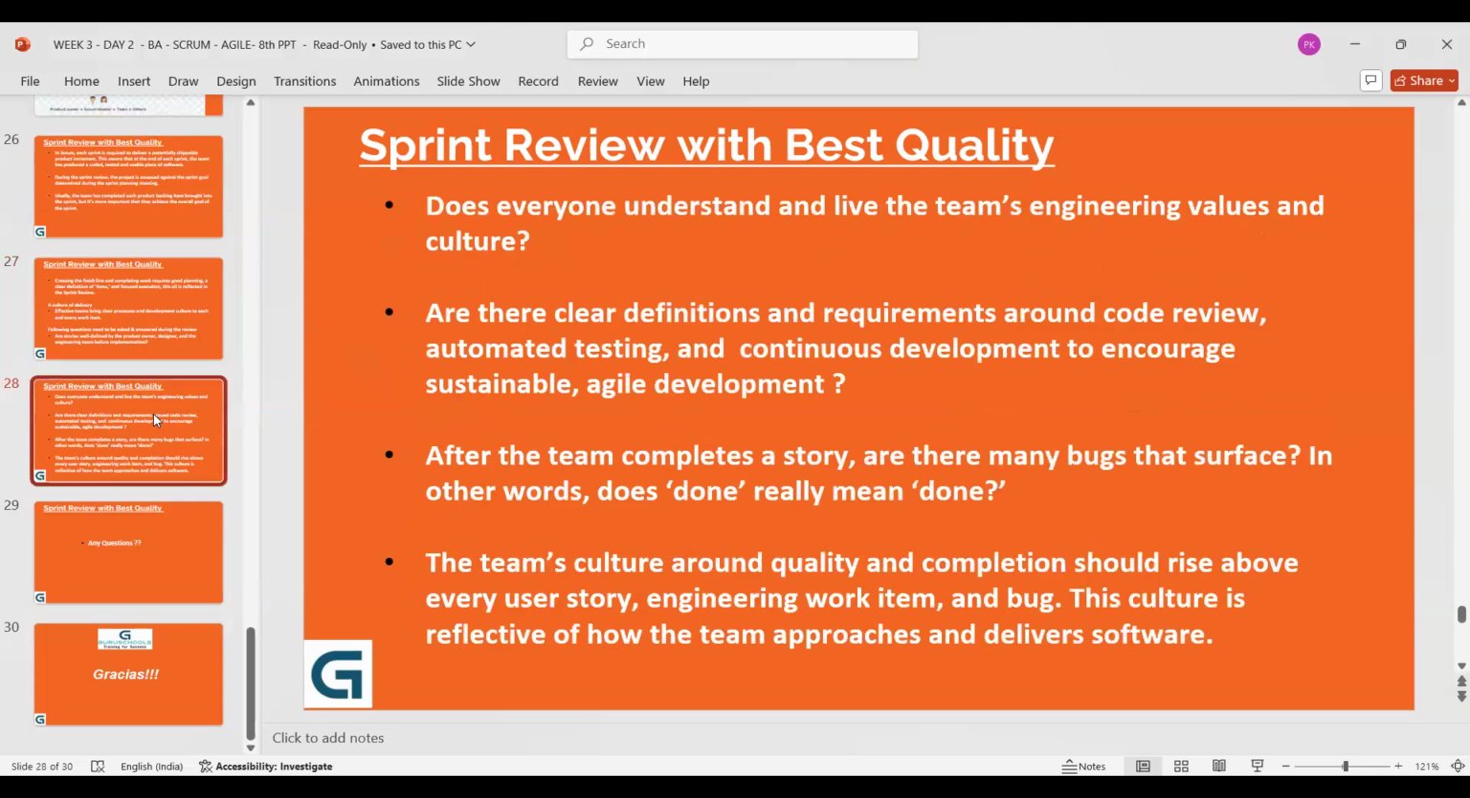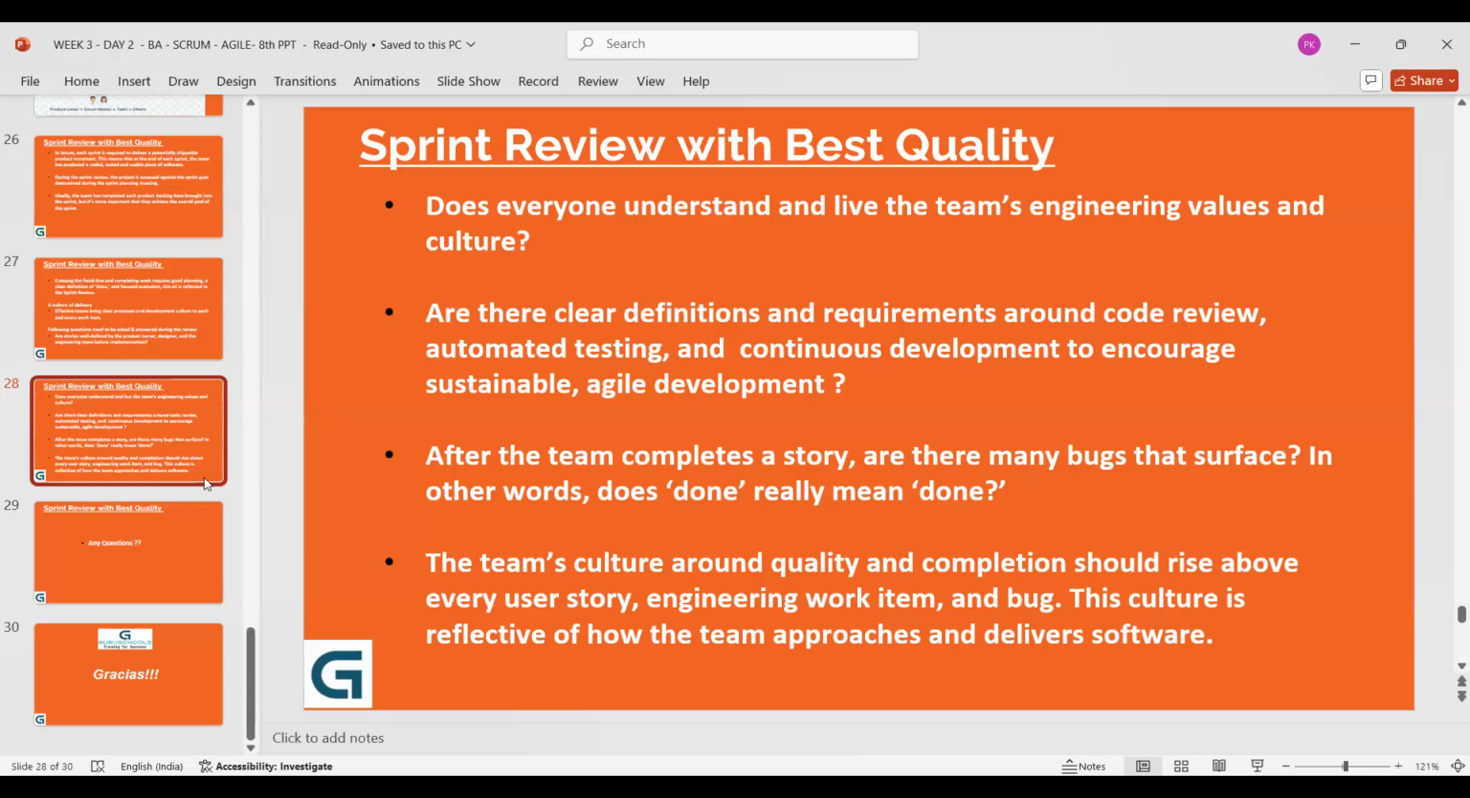Yes. So continuing the same journey, we are asking a couple of questions to everyone. Please go ahead with the first point. Does everyone understand and live the team's engineering values and culture? So it's as simple as that. Is everyone on the same page with respect to the team's engineering values and culture?